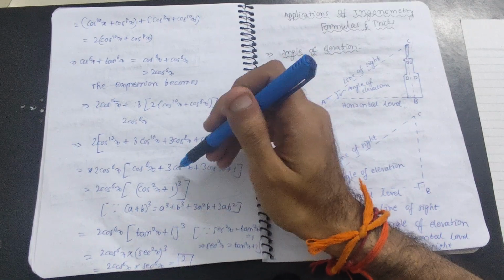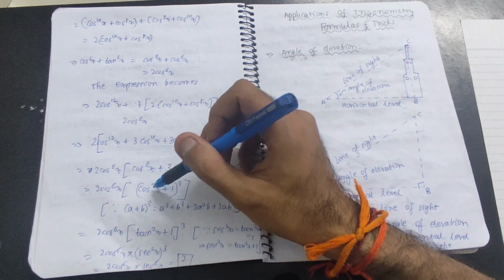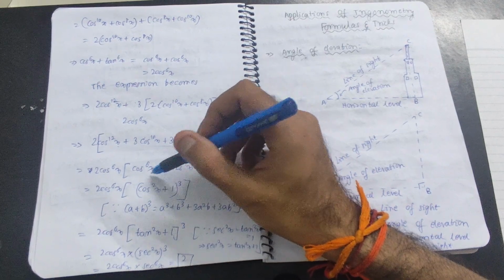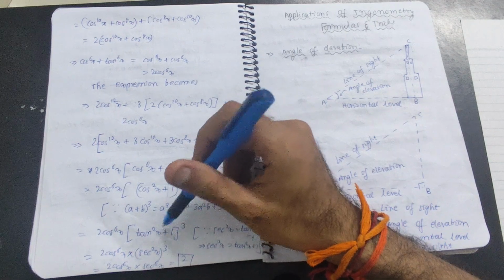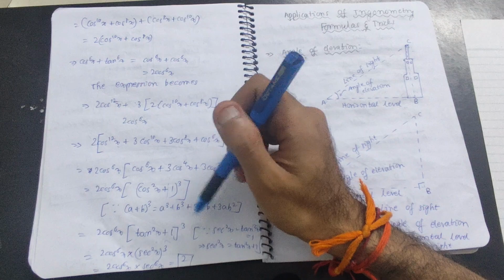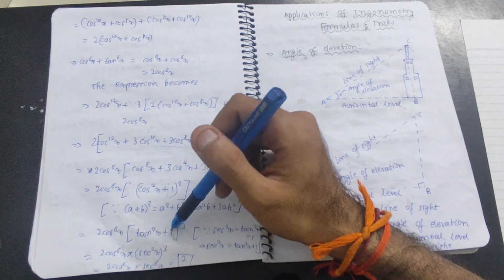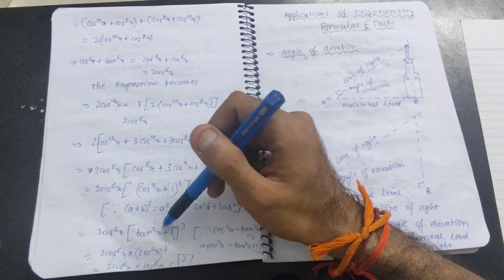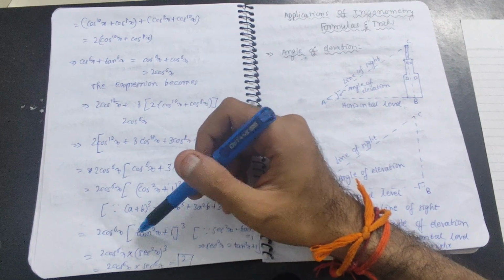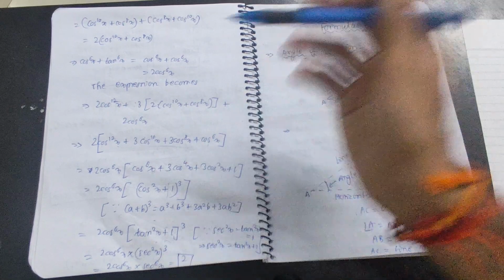You can write this expression as cos square x plus 1 whole cube. When you write cos square x plus 1 whole cube, you will get this expression as tan square x plus 1, because cos x is tan x, right? After that, you can substitute tan square x plus 1 as sec square x. You can write this as 2 cos power 6 x into sec square x whole cube. When you simplify this, you will get the answer as 2.